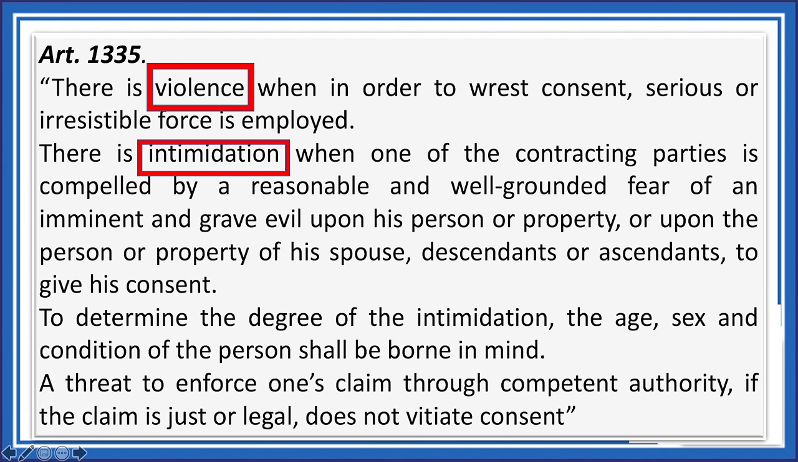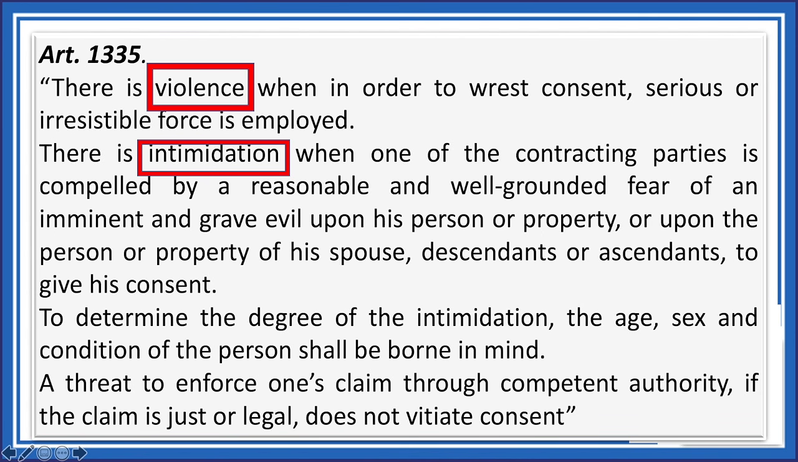Anyway, pareho lang naman yung dalawa, violence and intimidation results to vitiated consent pag yung consent ng isang party was obtained through violence and intimidation. So, example, when you say violence, like if yung isang party pala is repeatedly hit every time he refuses to sign the contract. So, yung consent niya, although pumirma siya sa kontrata, alam natin na yung consent niya is hindi genuine, kundi isa siyang napilit lang dahil sa violence na in-employ nung kabilang party.